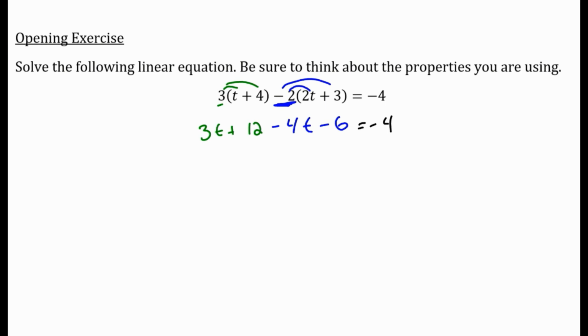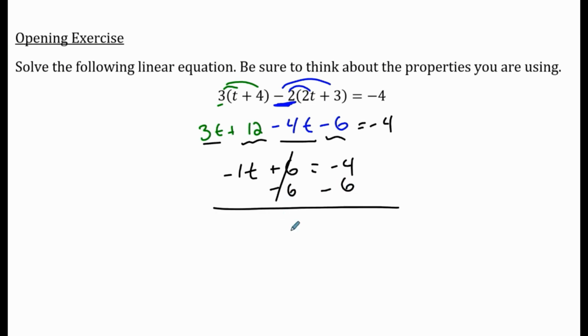And now we're going to combine like terms. So I have 3t minus 4t. Well, that gives me negative 1t's. And then I have 12 minus 6. That gives me positive 6 equals negative 4. Well, using the addition property of equality, I can subtract the 6 from both sides, which leaves me with negative t equals negative 10. Well, if the opposite of t is negative 10, that must mean t equals 10. I can divide both sides by negative 1. So t equals 10 is our solution.